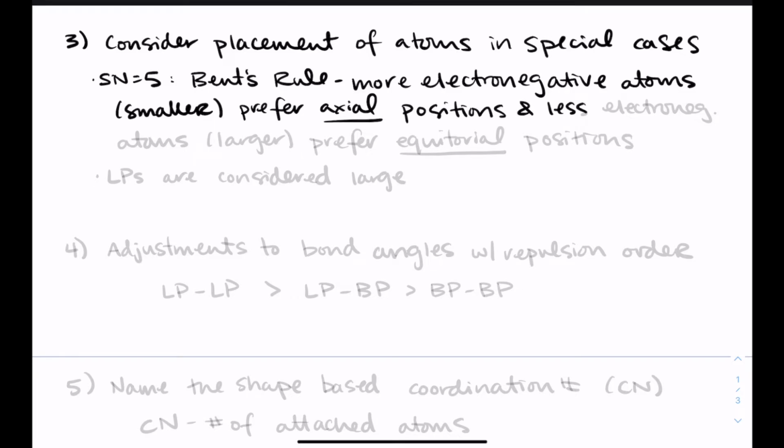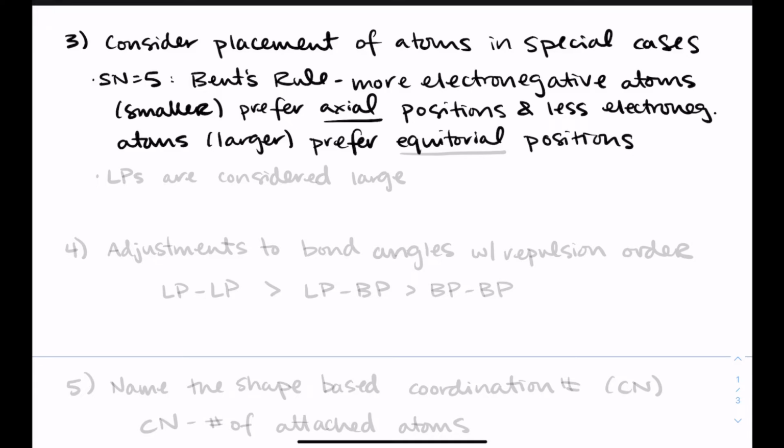When we do this, you do need to think about how you would deal with a lone pair. And I will just tell you, a lone pair is considered large. So if you're putting a lone pair on, you would put it in a place where there is more space, which would be an equatorial position.